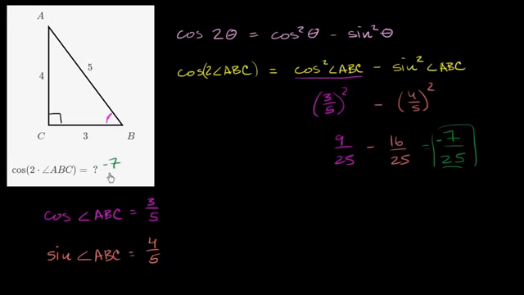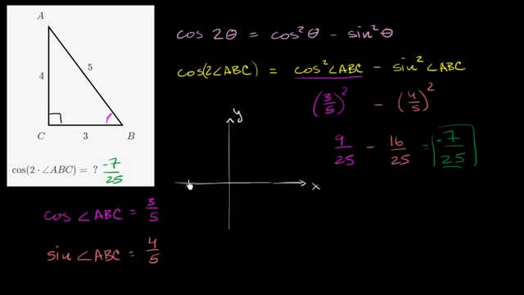Negative 7 over 25. Now, one thing that might jump out at you is why did I get a negative value here when I doubled the angle? Because the cosine was clearly a positive number. And there you just have to think of the unit circle, which we already know is an extension of the SOHCAHTOA definition, the unit circle definition of trig functions.